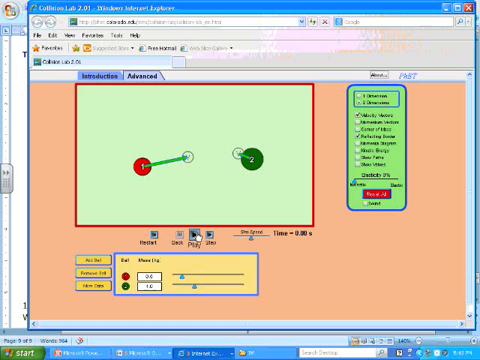Now this is a simulation from the PHET website, phet.colorado.edu. Has a tremendous amount of excellent simulations. All right, let's do a 2D problem.